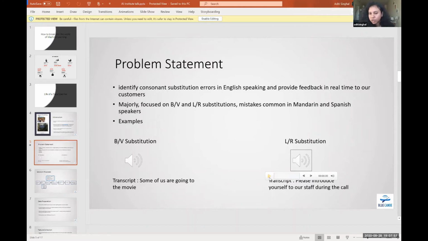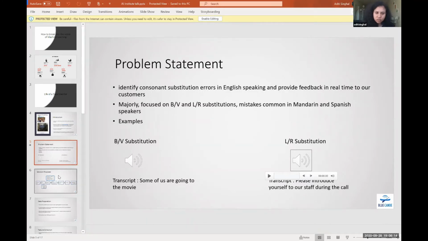As you must have heard, she said "please introduce yourself to our staff during the car" instead of "the call". We were trying to identify these kinds of mistakes in our speakers so that we could give them live feedback that you replaced a V with B or an L with R.